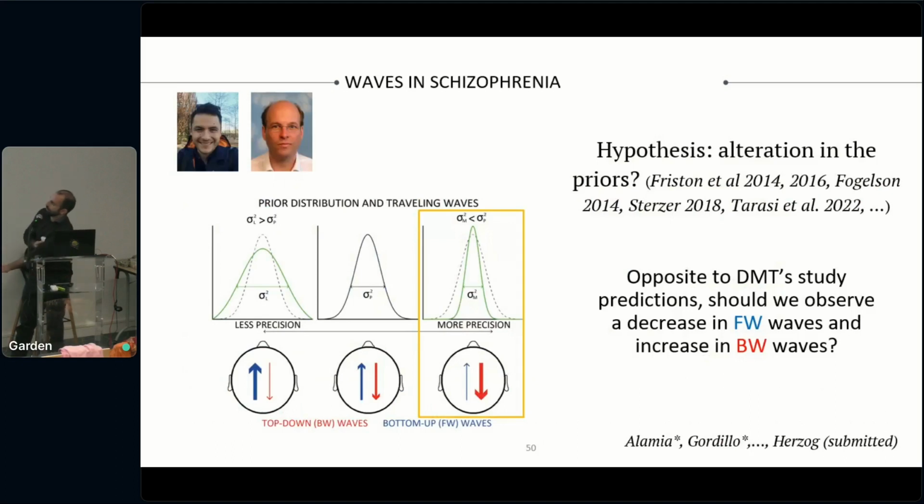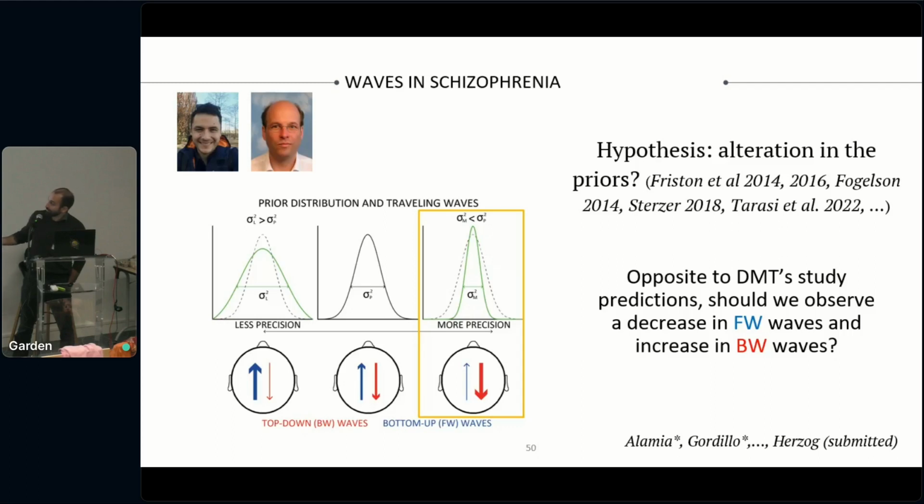Again, we had another collaboration with Dario Gordillo and Michael Herzog in Lausanne at EPFL, and they work on schizophrenia patients, among other things. And there is one hypothesis that suggests that in schizophrenia, one of the interpretations is that schizophrenic patients have tighter or more precise priors. They rely much more on their priors than on sensory data.